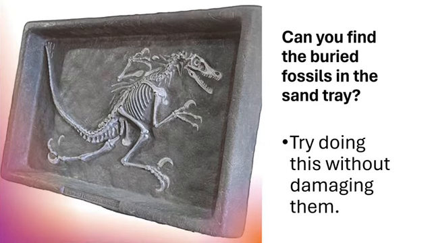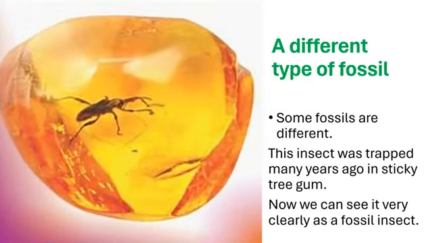Can you find the buried fossils in the sand tray? Try doing this without damaging them. A different type of fossil. Some fossils are different. This insect was trapped many years ago in sticky tree gum. Now we can see it very clearly as a fossil insect.